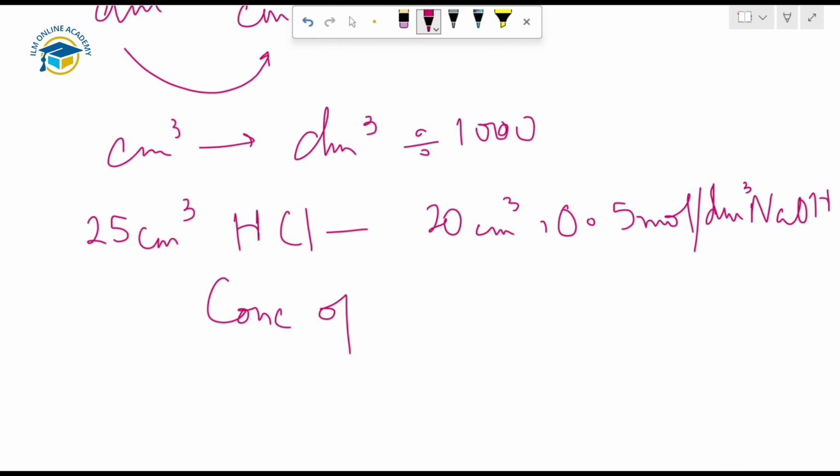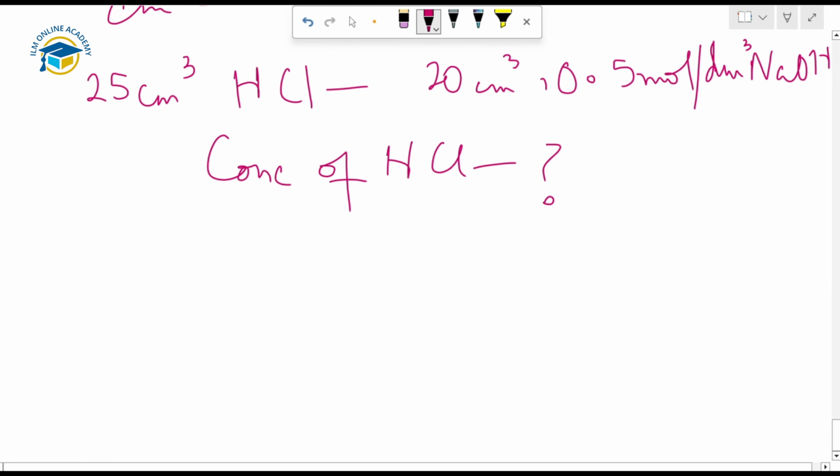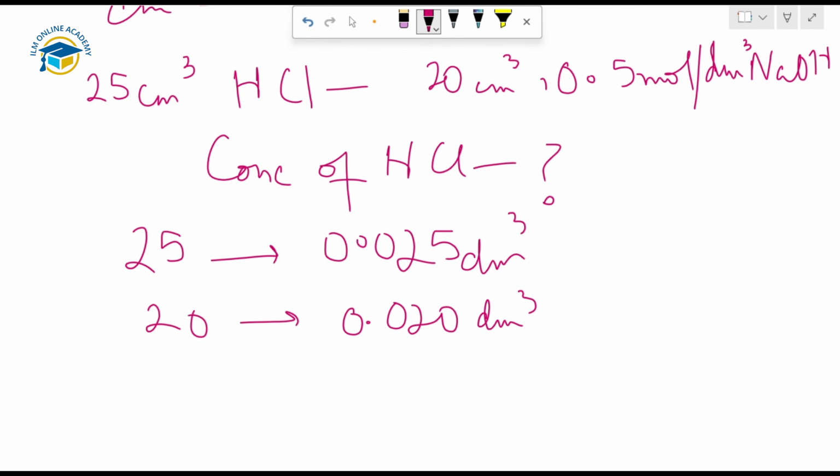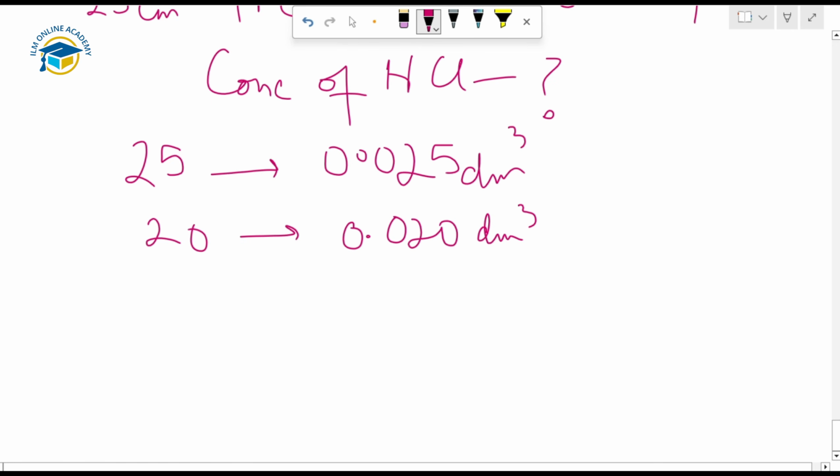Concentration of hydrochloric acid, HCl. The first step, for calculating this, we have to convert the volume from centimeter cube to decimeter cube for applying the formula. So 25 centimeter cube, by dividing it by 1000, is 0.025 decimeter cube. And for NaOH we have 20 centimeter cube, which is 0.020 decimeter cube. This is the first one. You have to convert the volume from centimeter cube to decimeter cube, and next we'll work out the moles for the NaOH, sodium hydroxide moles.